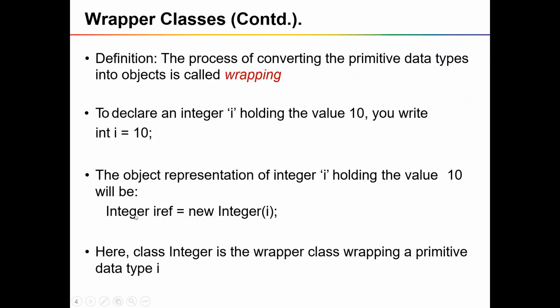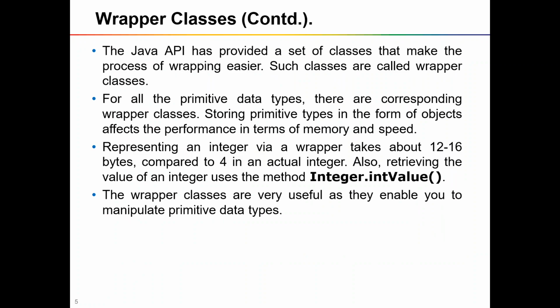For example, if you want to declare an integer type in Java, this is how we'll declare it: int i = 10, and the corresponding object representation of the same integer variable you can create like this: Integer i, with a capital I, then the reference name, new Integer(i). Here we are wrapping the primitive data type into an object type. In the Java API we have classes like Integer, Float, Double. These classes allow you to perform wrapping of a primitive data type into an object type.